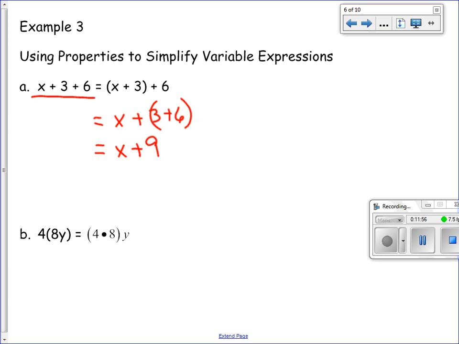So when you were instructed to simplify, this is what they're asking. So in B, this is the original problem. You're instructed to simplify. So when you simplify, 4 times 8 is going to be 32y. And that will be your answer.